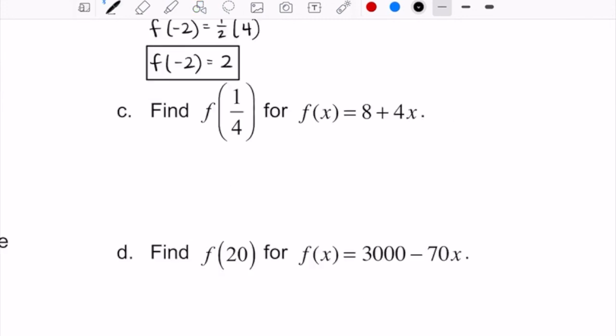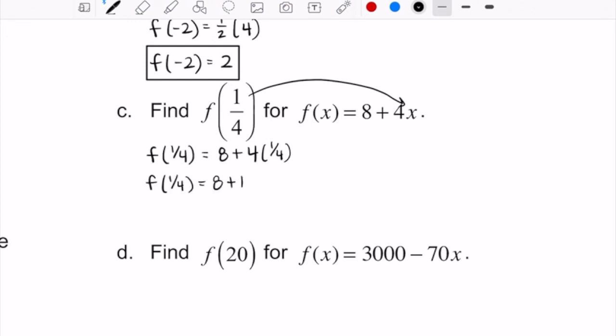This one's worded a little bit differently. It says find f of 1/4. So that's the same thing though. You're going to plug the 1/4 in wherever you see an x. And then once you plug it in, just make sure that you follow PEMDAS. So 4 times 1/4 gives me 1, and then 8 plus 1 gives me 9. So on this one, f of 1/4 would equal 9.